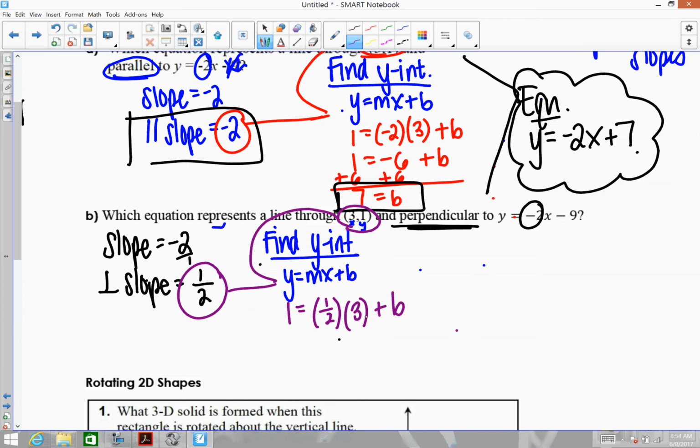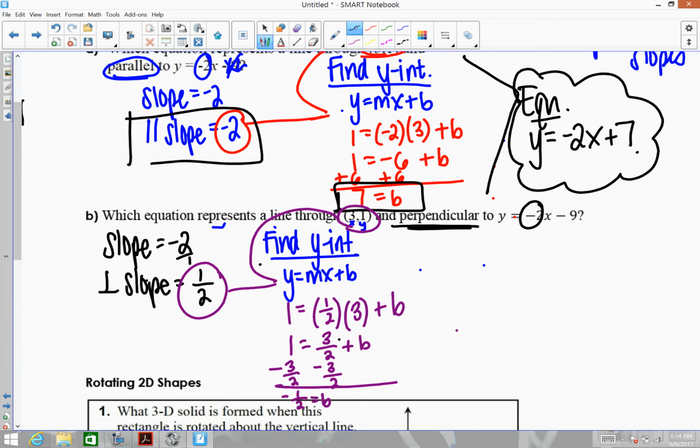So in this situation, you have fractions, so that's going to be a situation where you wouldn't want to be doing this on a graph. So we have 3 over 2 plus b. Subtract 3 over 2 from both sides, and you get negative 1/2 for b.